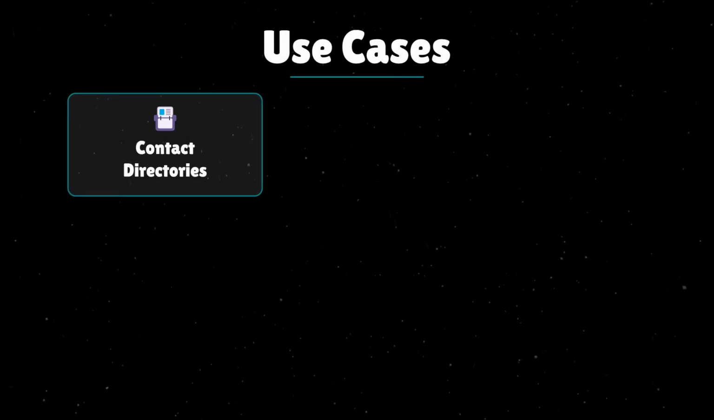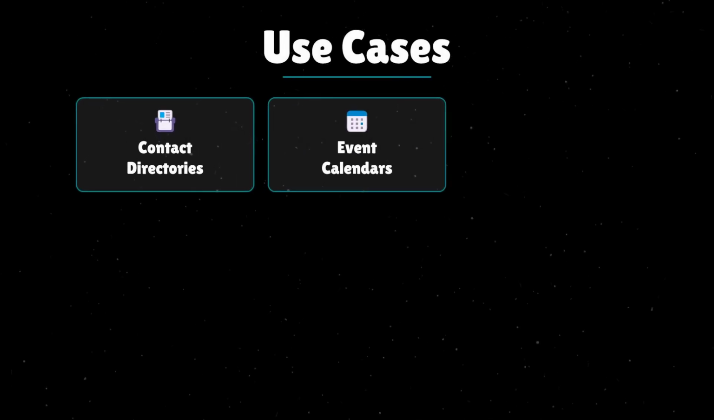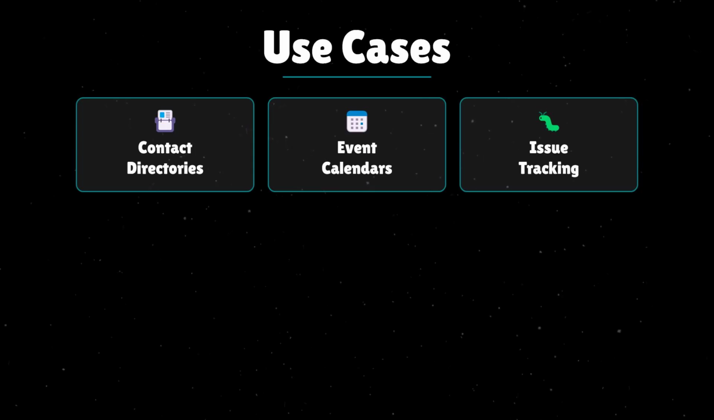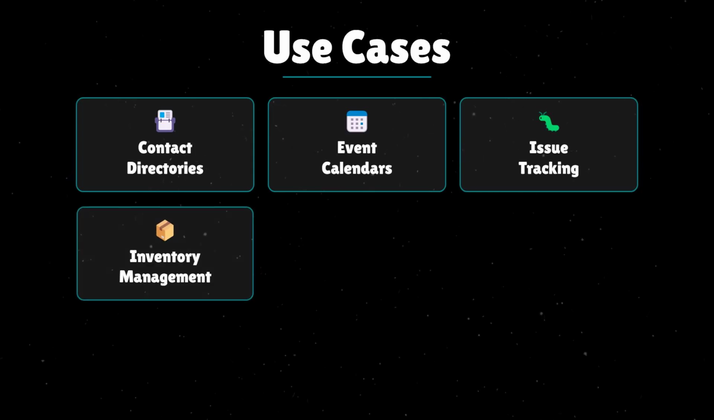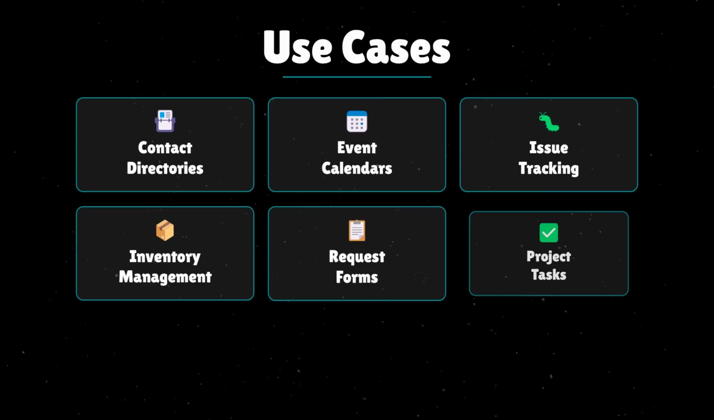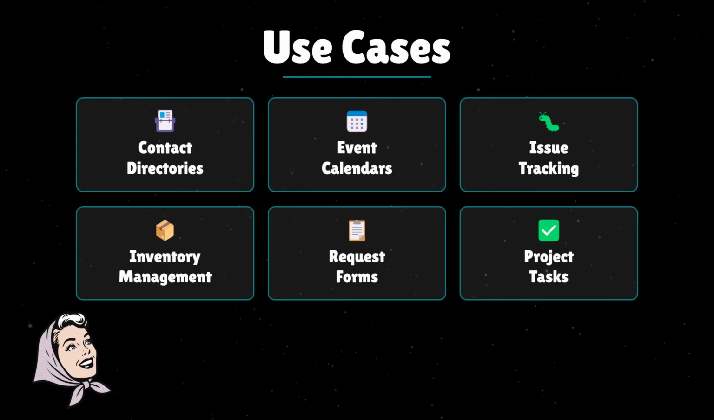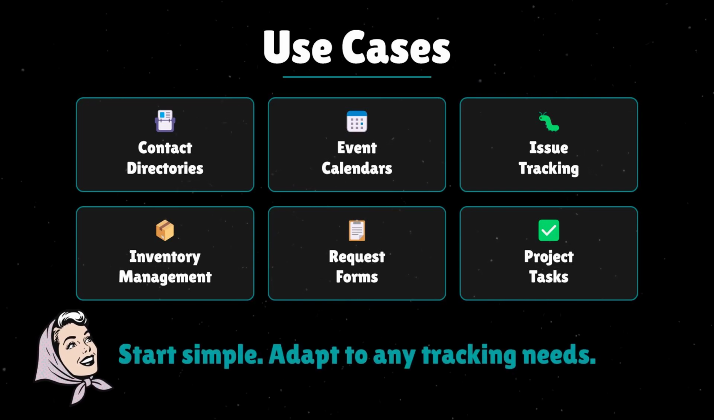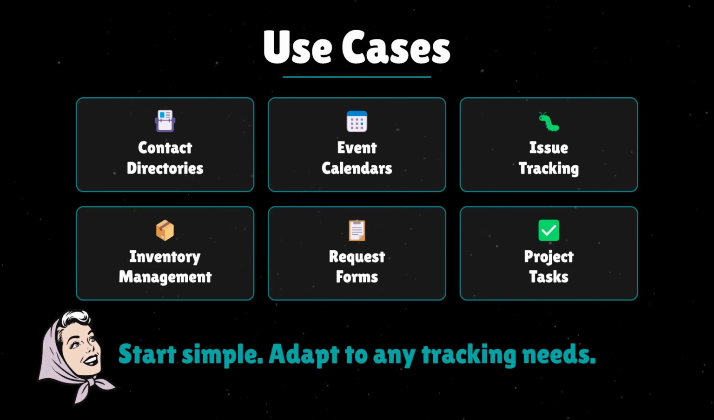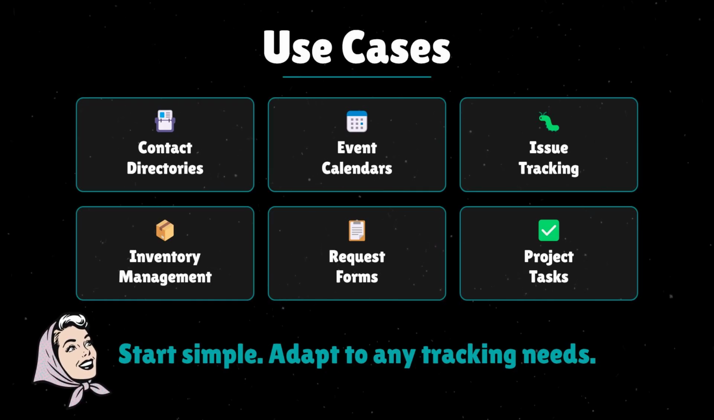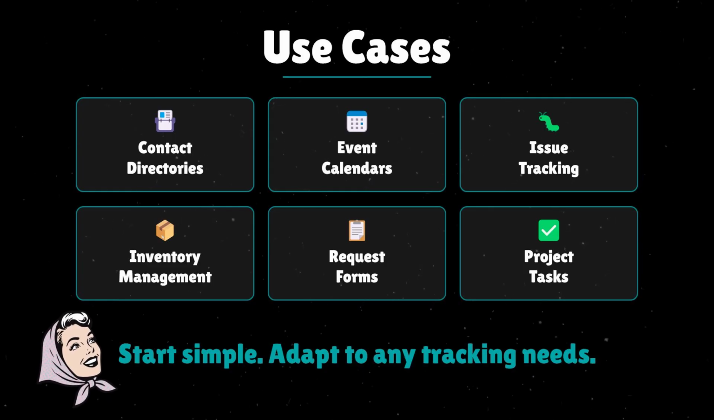SharePoint lists are super practical for contact directories, event calendars, issue tracking, inventory management, request forms, and project tasks. They are important for teams to track and share information. Start with a simple basic list, then add columns and create views that make sense for your team. SharePoint lists are so flexible that they can adapt to any tracking needs.